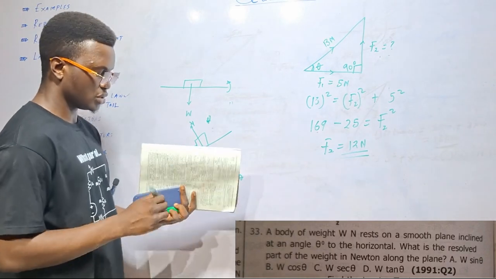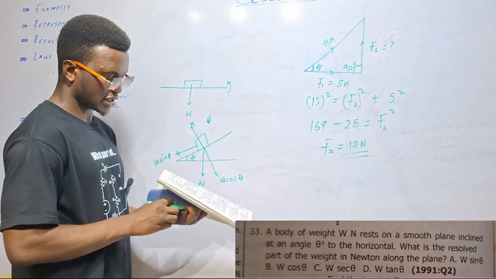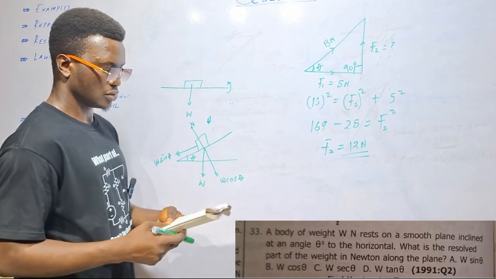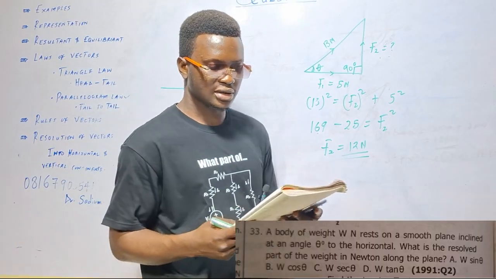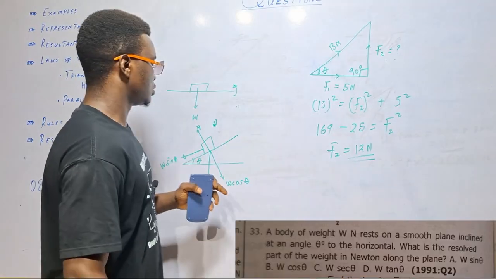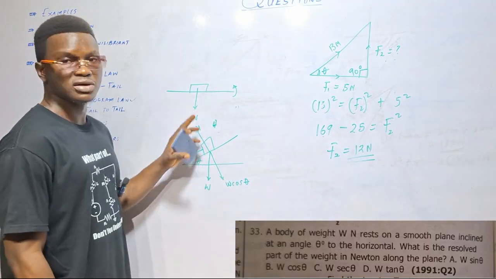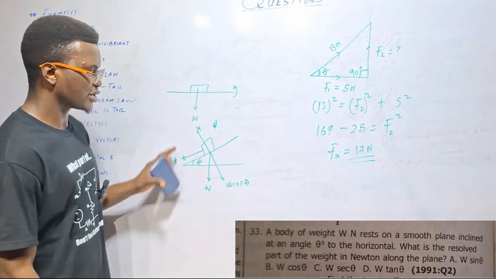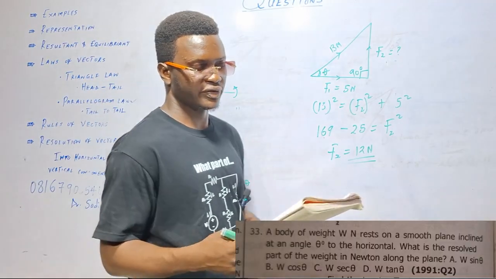So the answer should be W sine theta. It's not your scalars and vectors question, so I don't know why they mixed it up like that, but we'll talk about that later. You might not really understand this. You will understand it under Newton's laws of motion. I'm going to explain it later. It's not a scalars and vectors question.